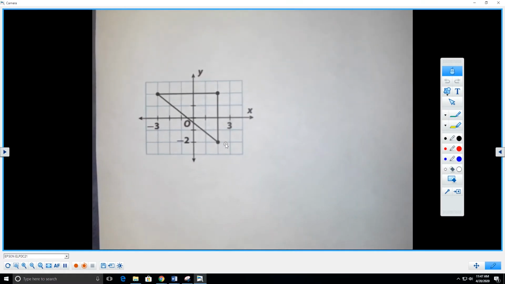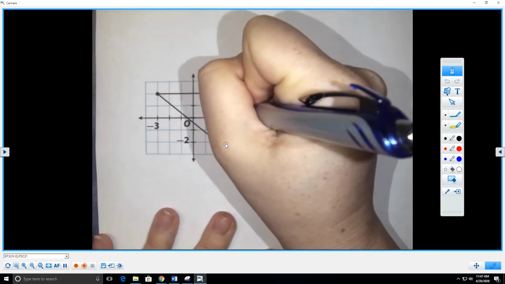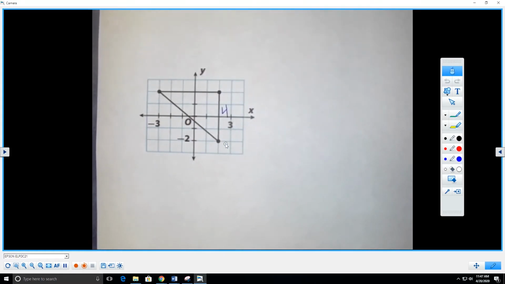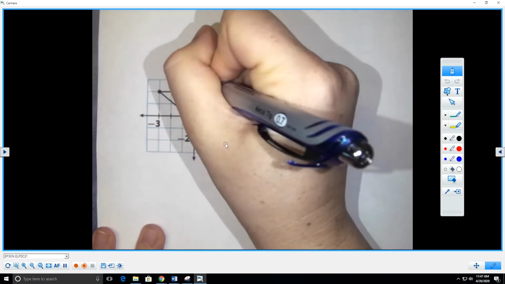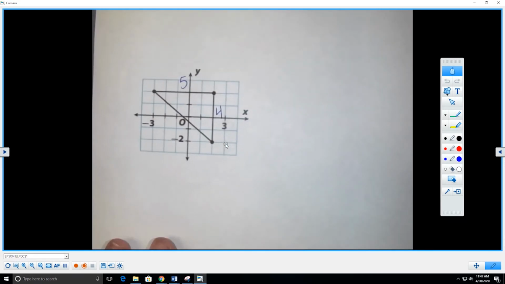How many units would you say that is? Correct. It is 4 units long. Okay. What about the horizontal leg? If you counted 5 units, you are correct. Great job. So now we have enough information to use the Pythagorean theorem to approximate the length of the hypotenuse.